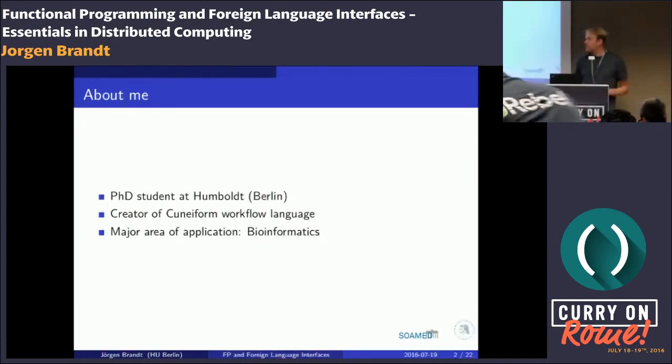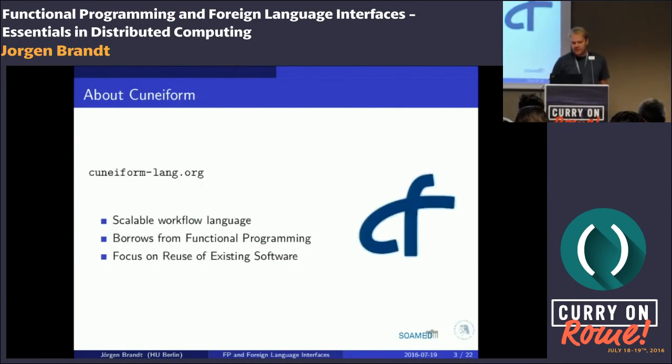A few words about myself. I'm currently on a PhD position at the Humboldt University in Berlin. I am the creator of the scalable workflow language Cuneiform, which I'm also going to talk about today. The major field of application for this language is bioinformatics, but it turns out that the language can also be used in very general scientific applications, but we come to that.